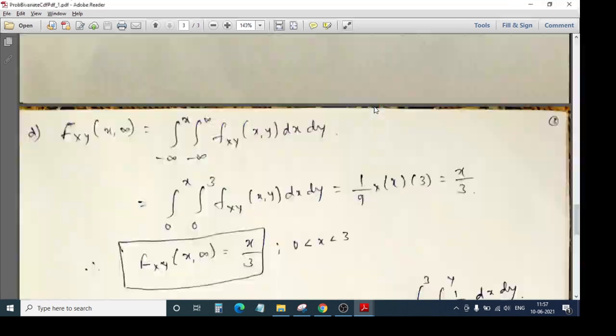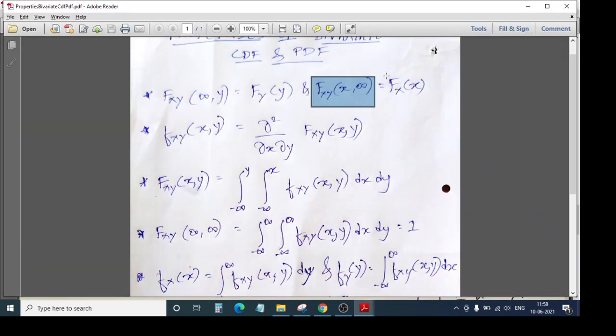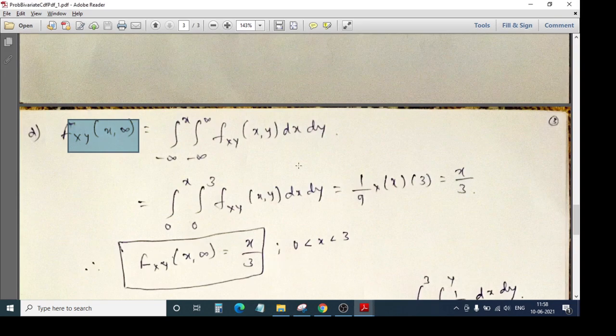fxy of x comma infinity, which is nothing but what now? Fx of x. Okay, so how do you find this? This is nothing but first variable is what? X. So therefore you integrate from minus infinity to x. What is the second variable? Infinity. So therefore you integrate from minus infinity to plus infinity.